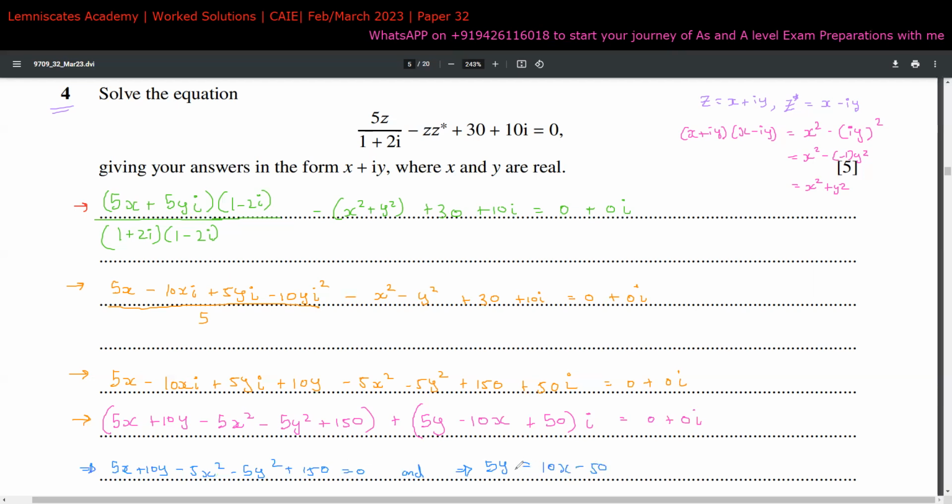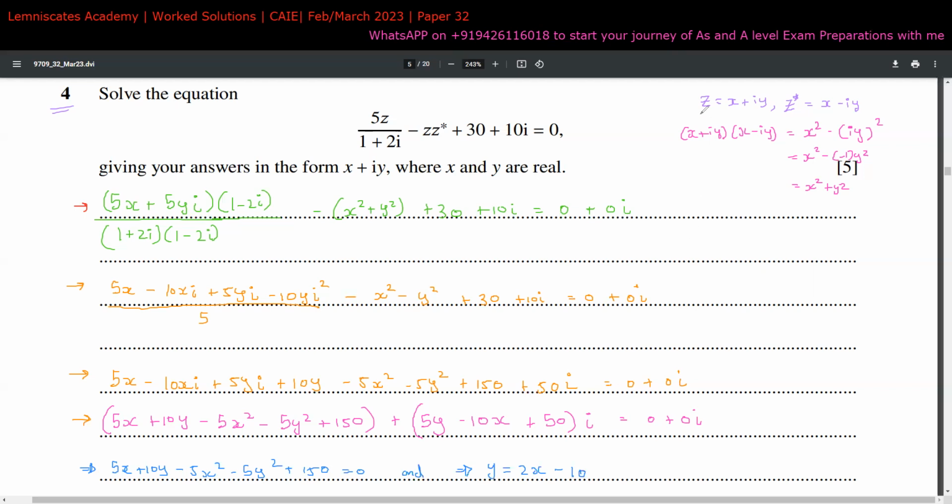If you divide both sides by 5, we know that, see, first of all, how did we get this equation? Because this is equal to 0, so I shifted the other things on the right side so that I get this. Now, basically, to make y the subject, I need to divide by 5 on both the sides. So this becomes 2x minus 10. So my y is equals to 2x minus 10.